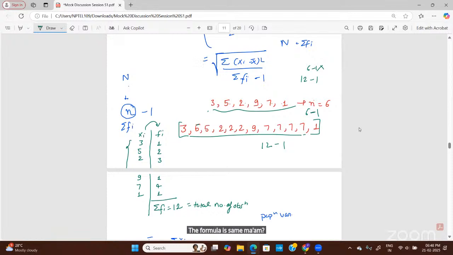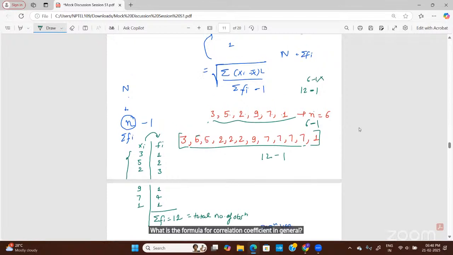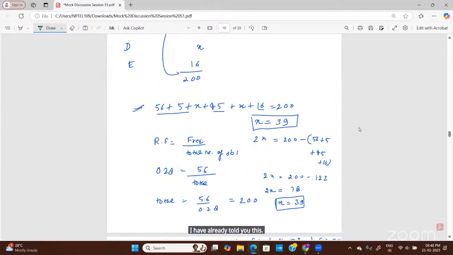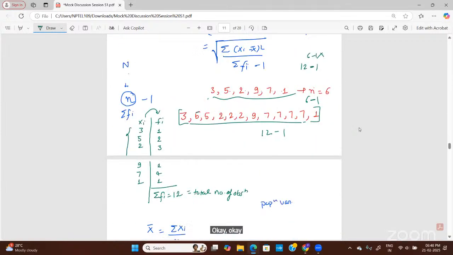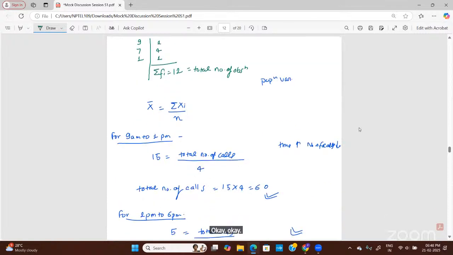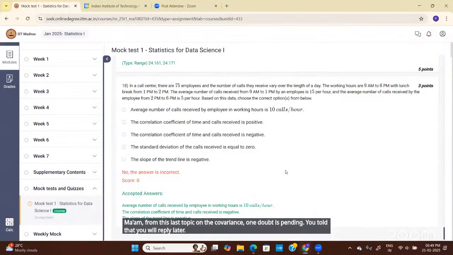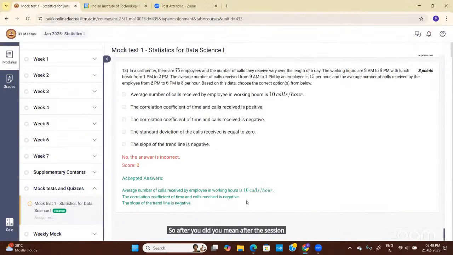Okay, now this doubt is clear. What is the formula for the correlation coefficient in general? I have already told you the formulas in one question. Or if you want to know the formulas, you can check the slides on the portal or the live session notes. Ma'am, is the class over? On the last topic, covariance, one doubt is pending. You told that you will reply later. Yes, I will check it and then I will confirm.